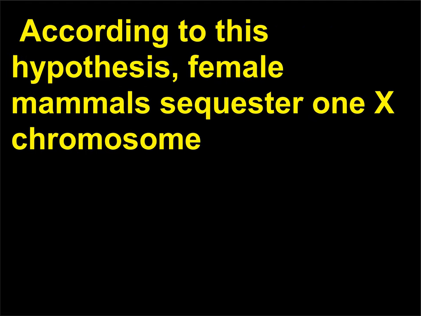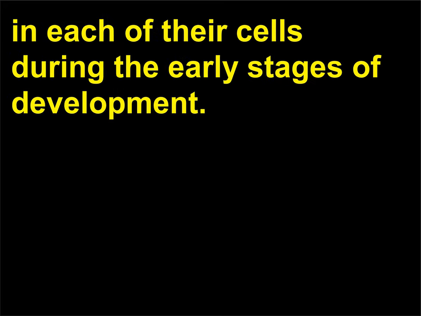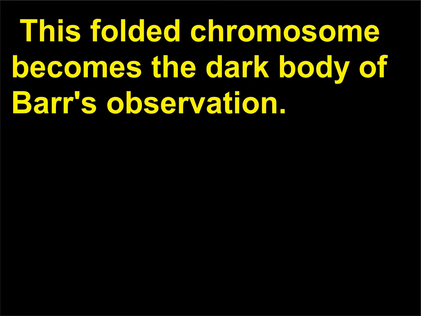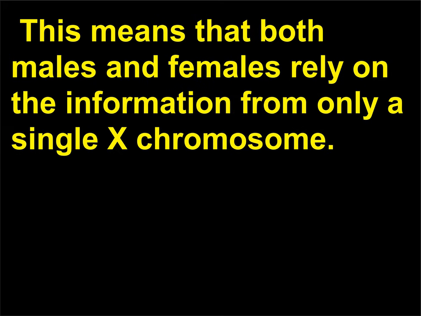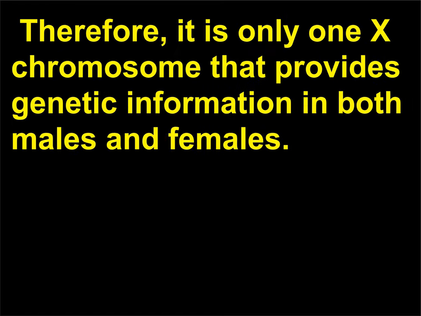According to this hypothesis, female mammals sequester one X chromosome in each of their cells during the early stages of development. This folded chromosome becomes the dark body of Barr's observation. This means that both males and females rely on the information from only a single X chromosome. Therefore, it is only one X chromosome that provides genetic information in both males and females.